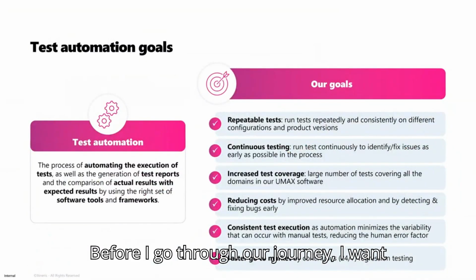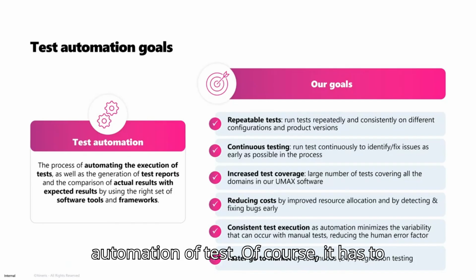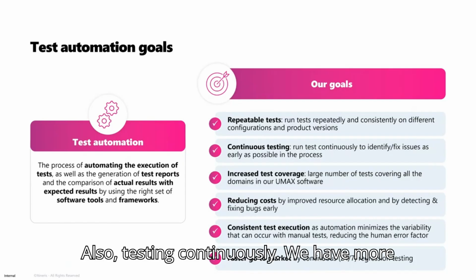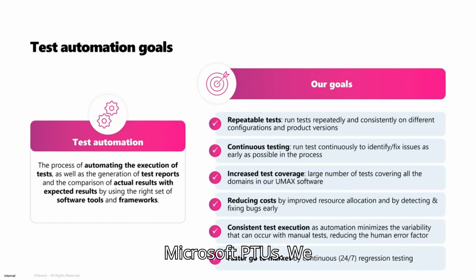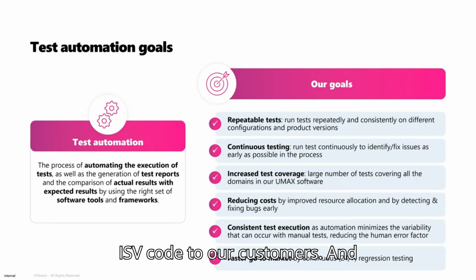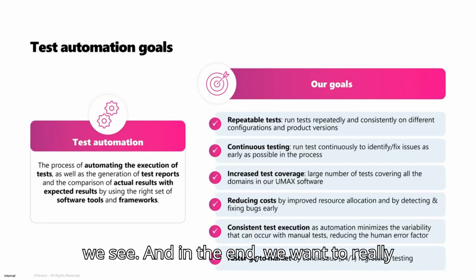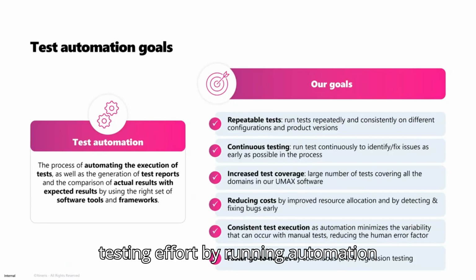Before I go into our journey, I want to share first a bit more insight about what we are trying to achieve with automation of tests. Of course, it has to be repeatable and very consistent. Also testing continuously. We have more and more fast releases coming from Microsoft with the PQUs. We have our R&D teams introducing new ISV code to our customers. We basically want to test as soon as possible to reduce the impact of cost and time in fixing the issues that we see. And in the end, we want to really evolve to a 24/7 testing effort by running automation around the clock.